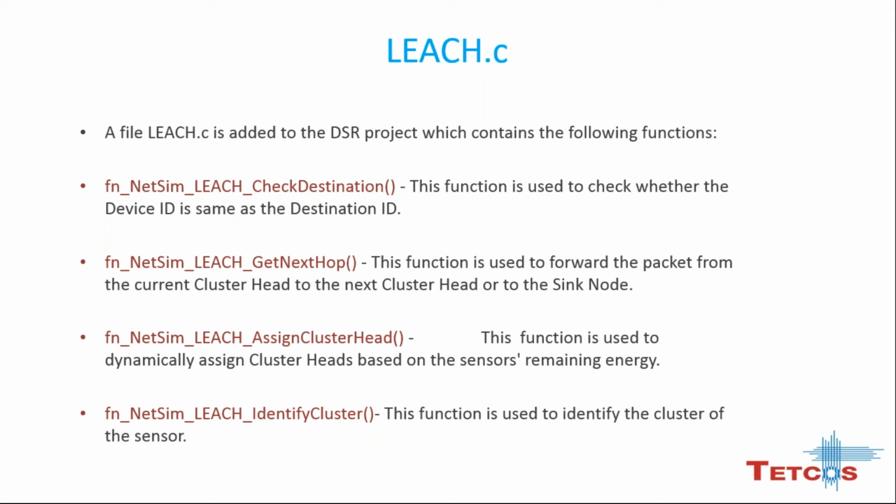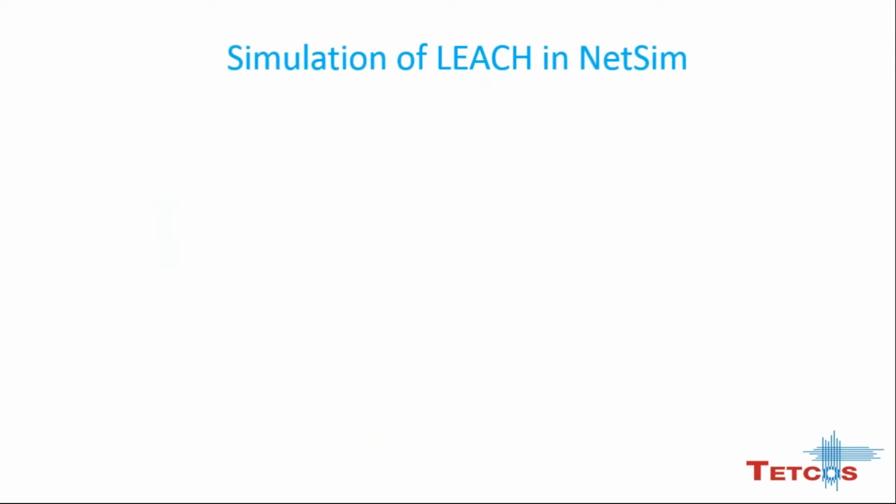So these functions are made as per their names and functionalities. Check destination is used to check whether the device ID is the same as the destination ID. Get next hop is used to forward the packet from the current cluster head to the next cluster head. Assign cluster head dynamically assigns the cluster head based on the sensor's remaining energy. Identify cluster is used to identify the cluster of a sensor.